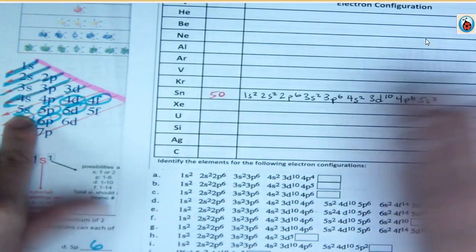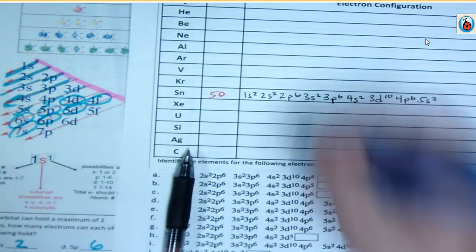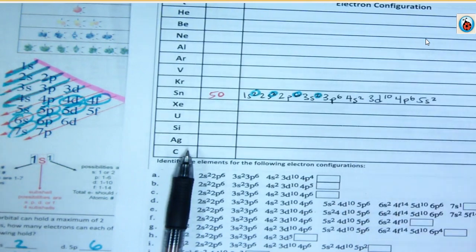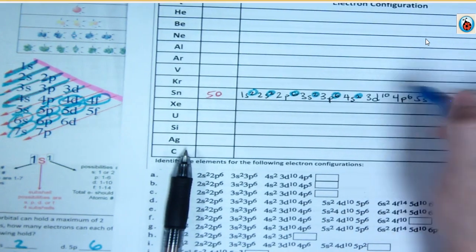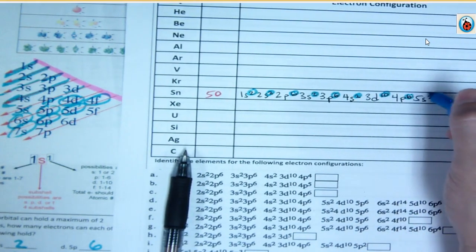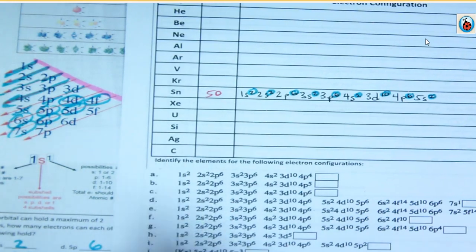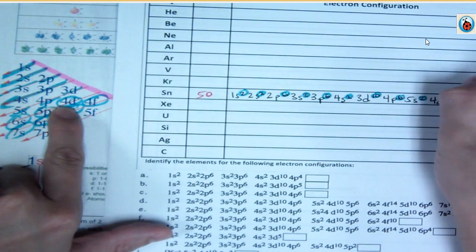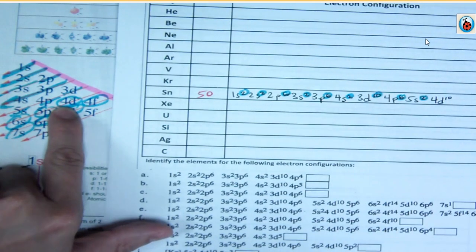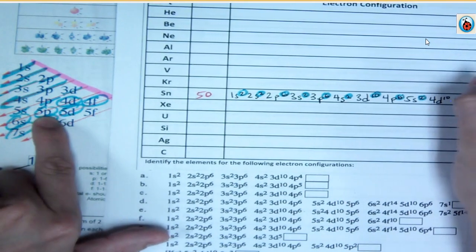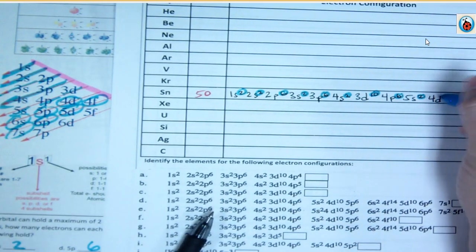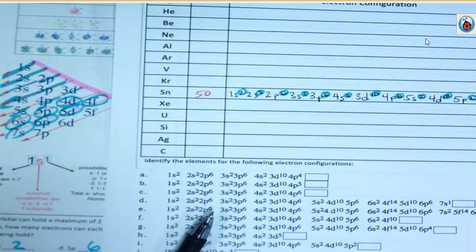Okay, now we need to go back and see how much we got so far. 2, 4, plus 6 is 10, plus 2 is 12, plus 6 is 18, 20, 30, 36, 38. We need to get to 50. We need 12 more. 5s. What's after 5s? 4d can get 10 more. And then after that, we only need 2 more. And then we give 5p2. And that is the electron configuration for tin. Okay?